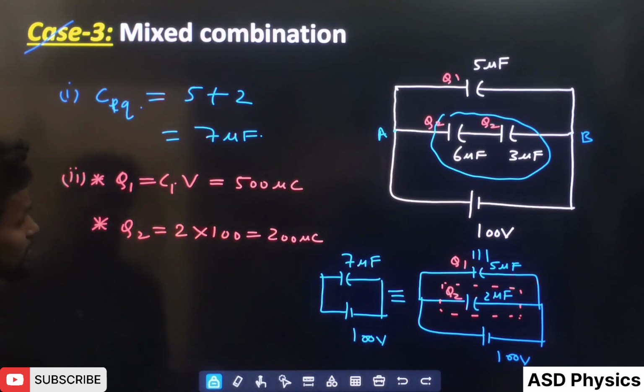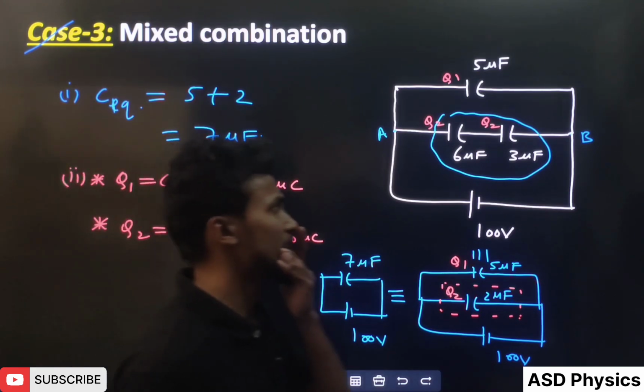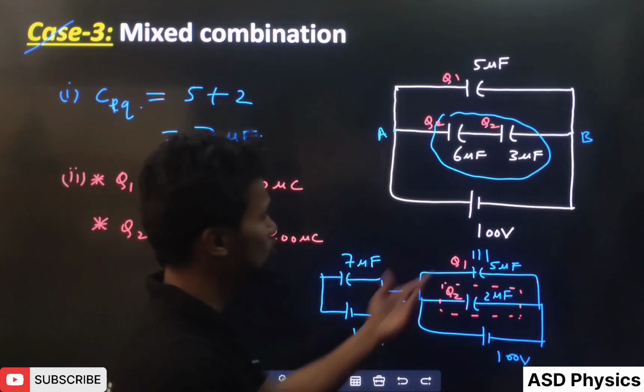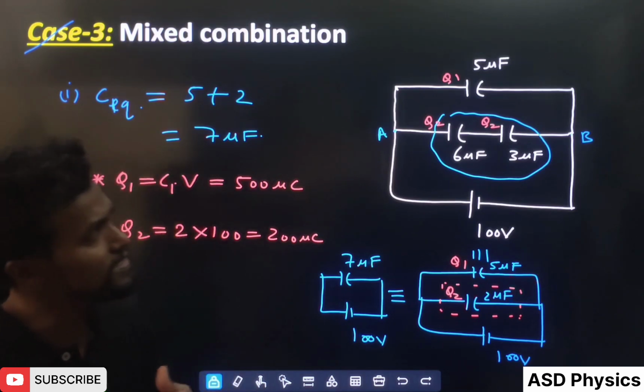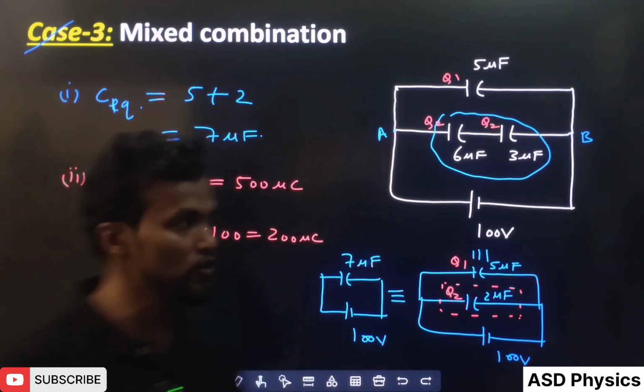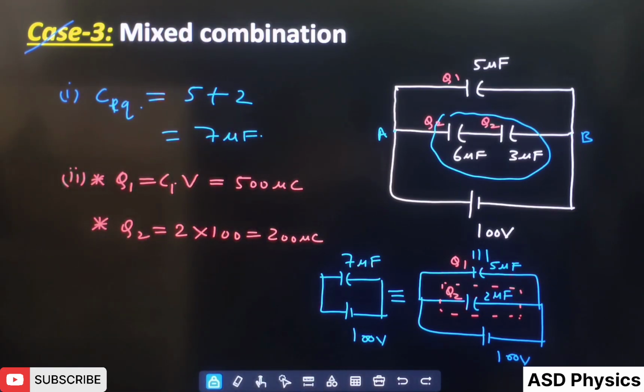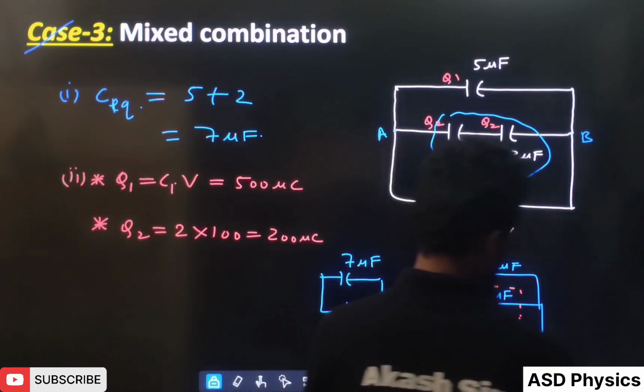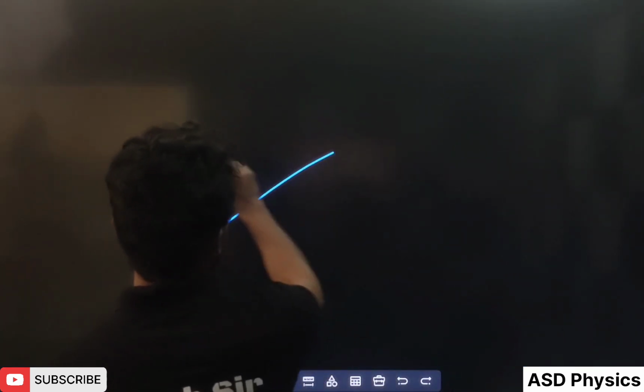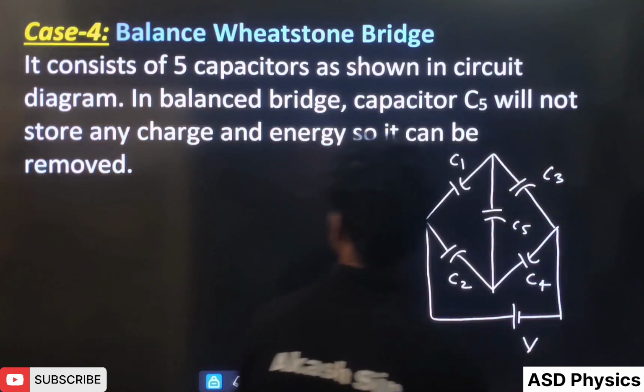After that, students, if you calculate the potential and all that, just like we have done before, in the same way we can do here. I hope this is very clear, capacitance, charge, all these things we can calculate very well. So next one, let's see here.